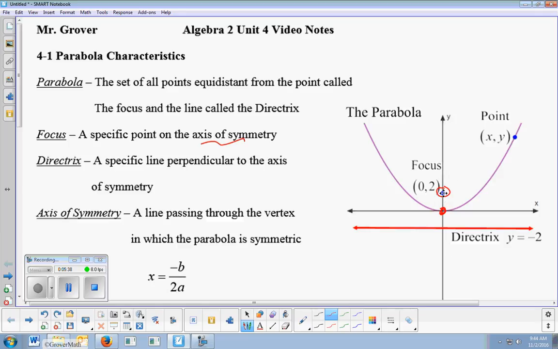So it's a specific point that is what creates the parabola. Like if this point was further up here, then this parabola would look a little bit different, because then these points would have to be shifted a little bit to be equidistant from that point and this line. And the directrix is a specific line, and the directrix also has a relation to the axis of symmetry. It's perpendicular to it. In this case, the y-axis is acting as the axis of symmetry. I'll just say AOS, axis of symmetry. And the directrix is perpendicular to that.